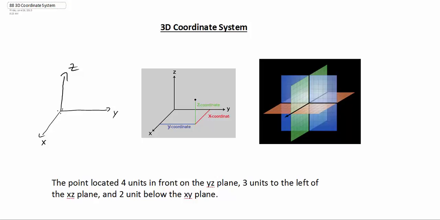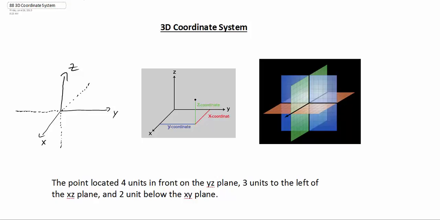If I take the x-axis now and go back into the screen, that would be our negative x values. And if I extend the y-axis to the left, that would represent our negative y values. And the z-axis going down would give us negative z values.